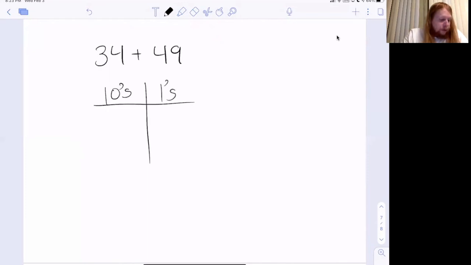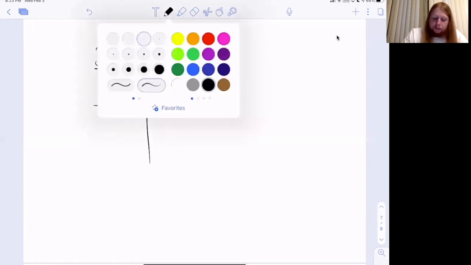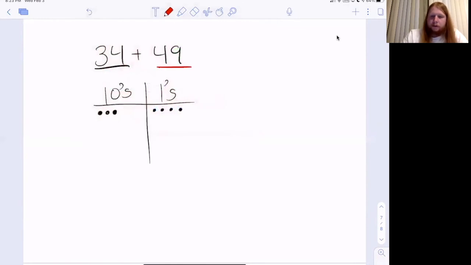Let's look at 34. How many tens are in 34? Well, there's 3 tens, which I'm gonna show in black. 1, 2, 3. How many ones do you have in 34? 4. 1, 2, 3, 4. Cool. So that was 34, which I did in black. And now in red, I'm going to draw 49.